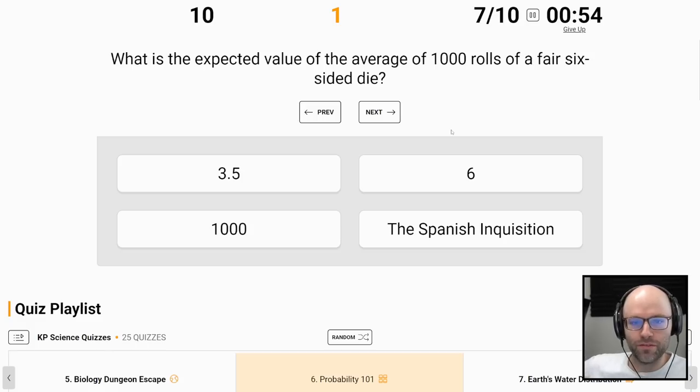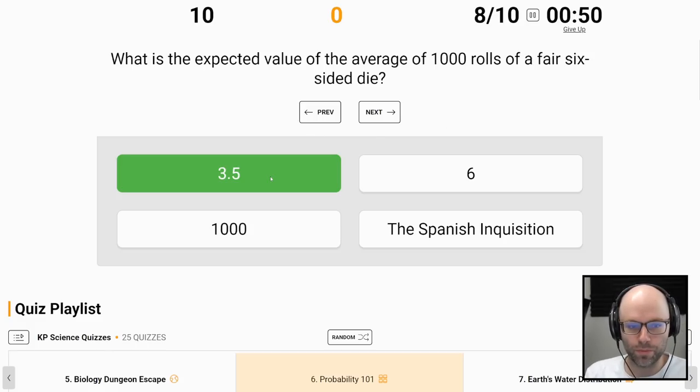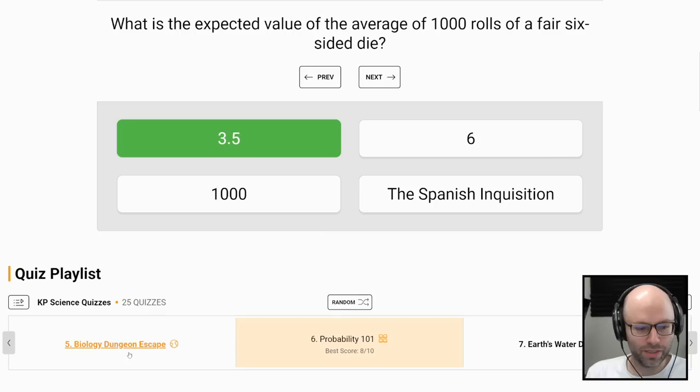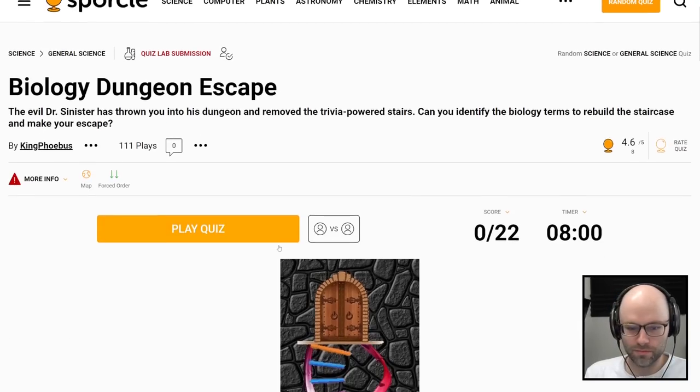What is the expected value of the average of 1,000 rolls of a fair six-sided dice? Is 3.5. Okay, I'm a little embarrassed. But we did, we beat the average, but we should have gotten 100, honestly.